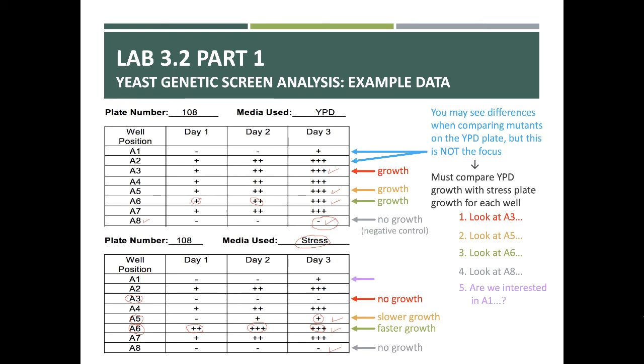So are we interested in A1 that we talked about at the beginning here? We see a plus in both of them, just a single plus, so it's clearly growing slow. We see a negative in each of these, day 1s and day 2, for both YPD and stress. So it has a very similar rate for both the positive control and the stress plate. So no, we're not particularly interested in that. Growth is the same on both plates.